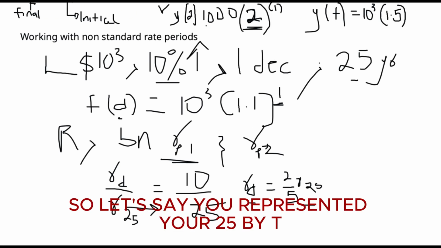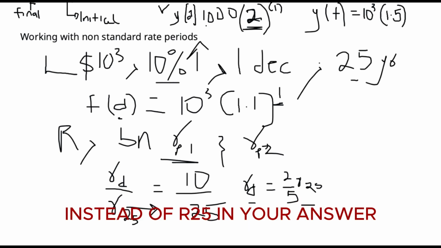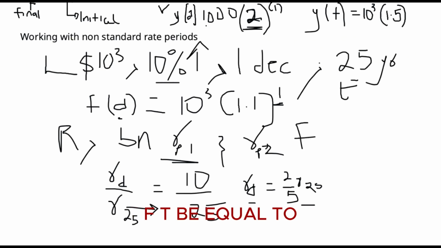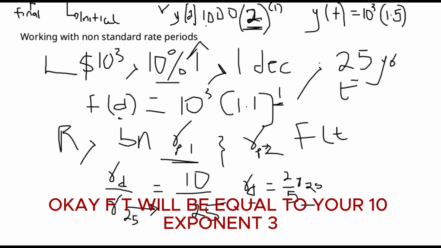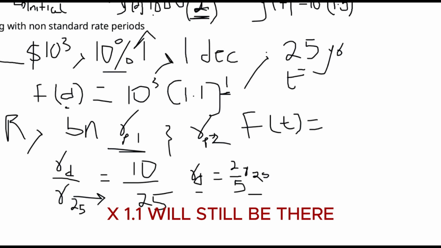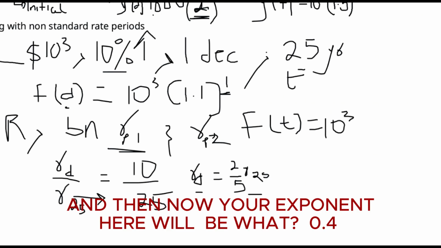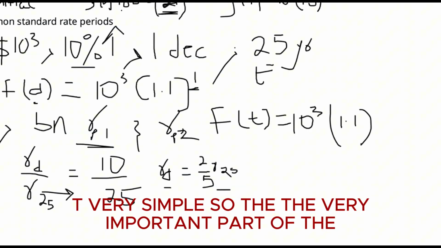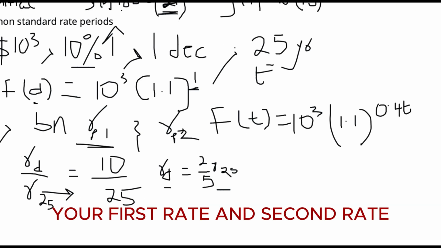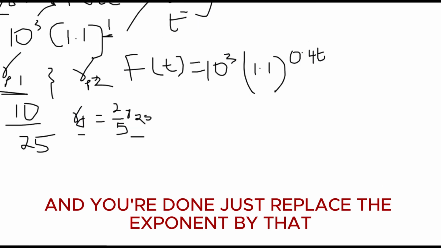So let's say you represented your 25 by T instead of R25. So in your answer, FT will be equal to your 10 exponent 3, which won't change. The only part of the equation that will change is the exponent, and your 1.1 will still be there. And then your exponent here will be 0.4T. Very simple. The very important part of the solution is to look for the relationship between your first rate and your second rate, and you're done. Just replace the exponent by that.